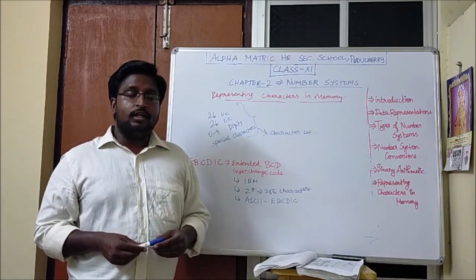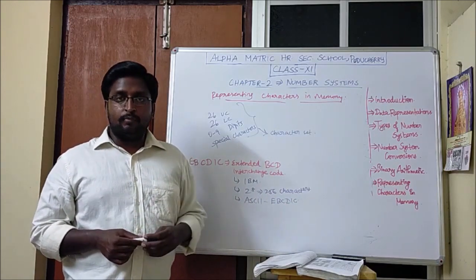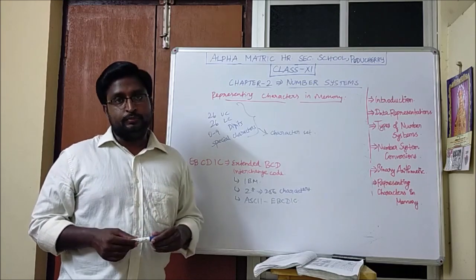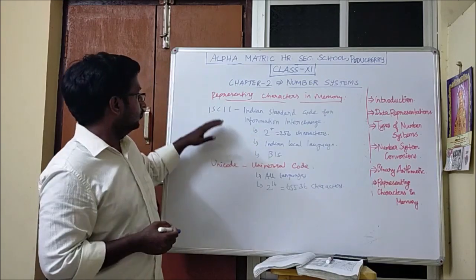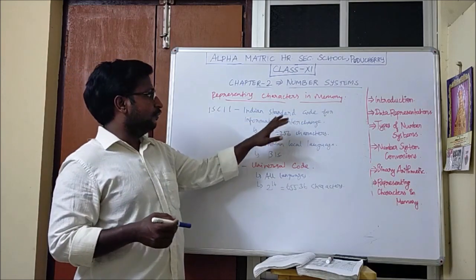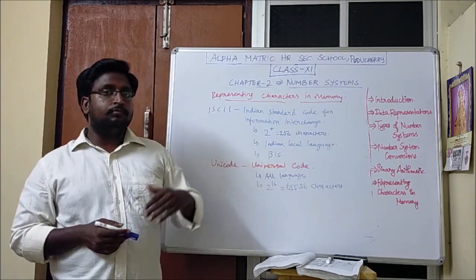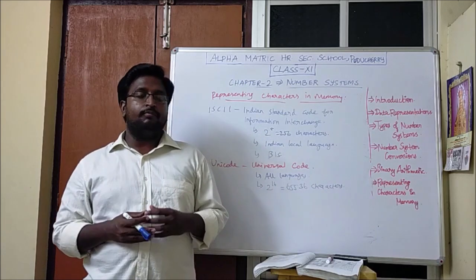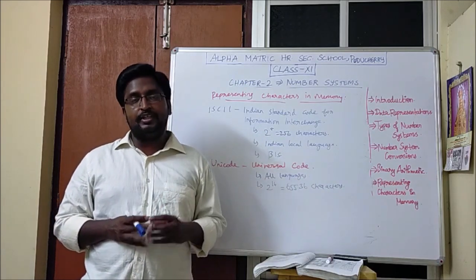Next, you will see the Indian Standard Code for Information Interchange, and the last one is Unicode. So the US-based companies developed ASCII, the American Standard Code.